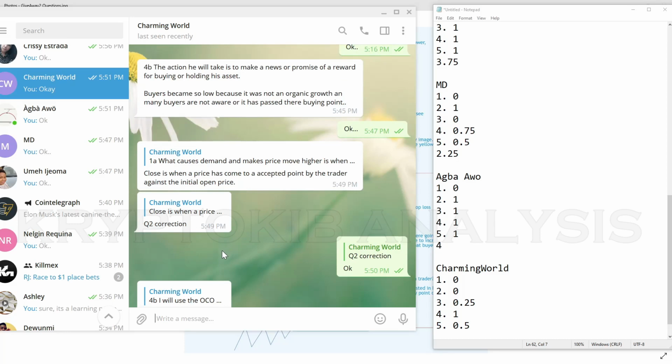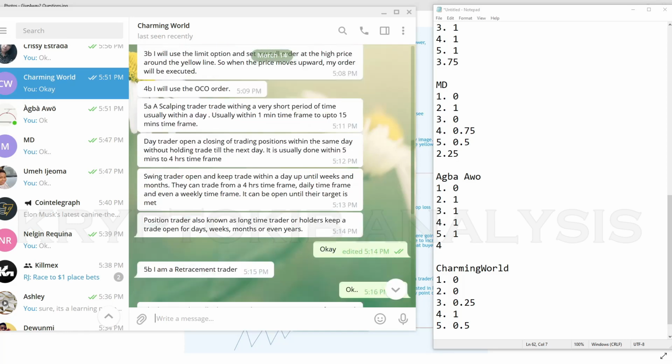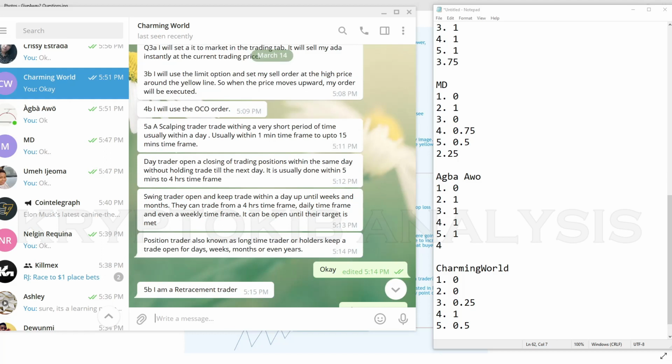Then I'm looking for 5A, right? Okay, a scalping trade within a very short period of time, usually within a day, usually within 1 minute time frame, up to 50. That's correct. Day trader, open and closing of trade positions within the same day. Okay. Swing trader, I want to say something weeks to month, weekly time frame. Okay. Position trader known as a long time. That's correct. So this one is full point as well.